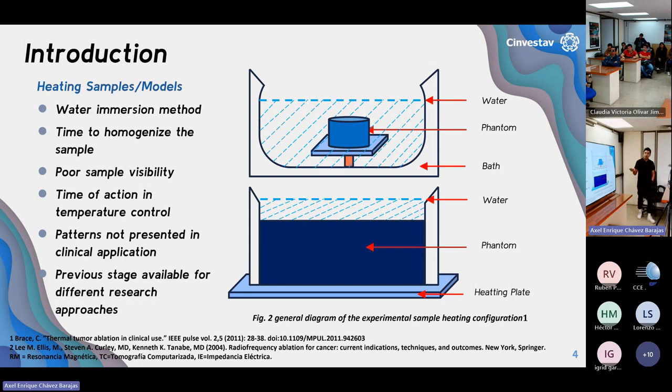But this method has some drawbacks compared to other methods. One of them is that we take a lot of time to homogenize the sample. There is a lack of visibility of the sample, because in this case, I am showing you the phantom, but this is a bag made of metal, so you cannot see through this bag.